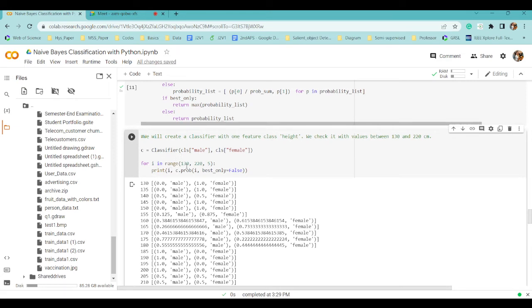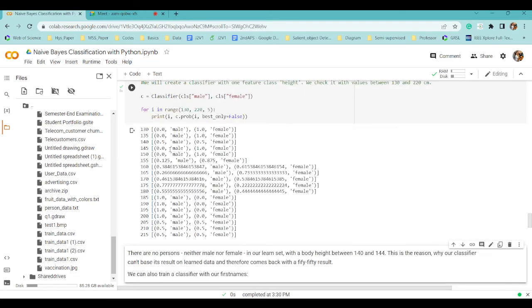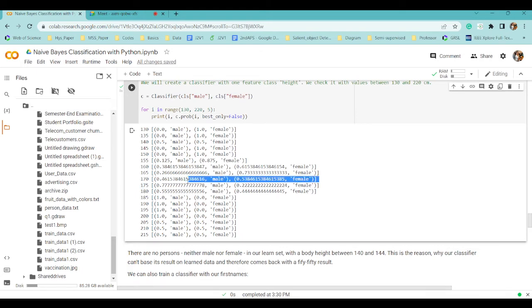So for i in the range 130 to 215, print the probability. So this is the probability that has been considered. For height 130, my probability for male is 0, but female is 1. That is, if the height is 130, there is a 100% chance that it will be a female. If the height is 135, again 100% chance that it is female. But if the height is 140, it is a 50-50% chance. This is how the probability has been calculated. For example, at 175, there is a 77% chance that it is a male, and a 22% chance that it is a female.